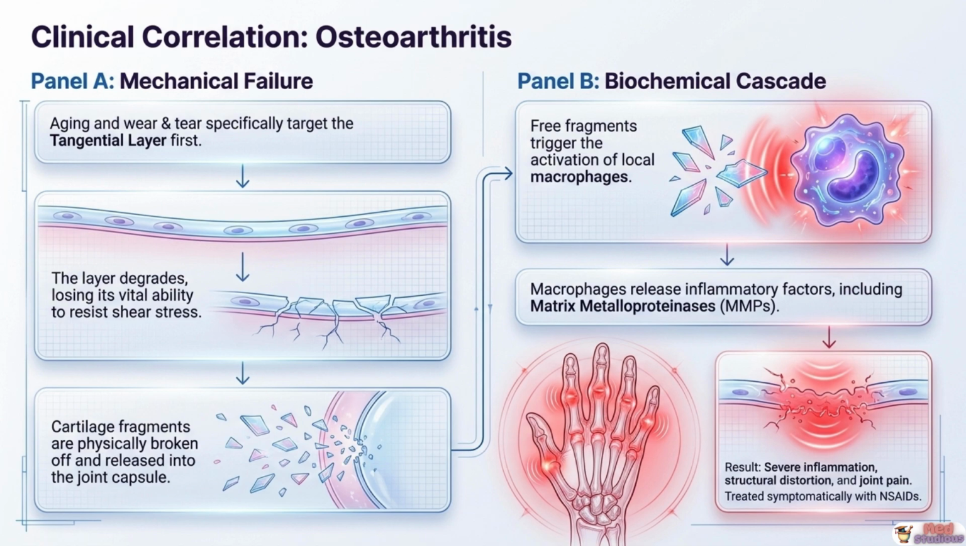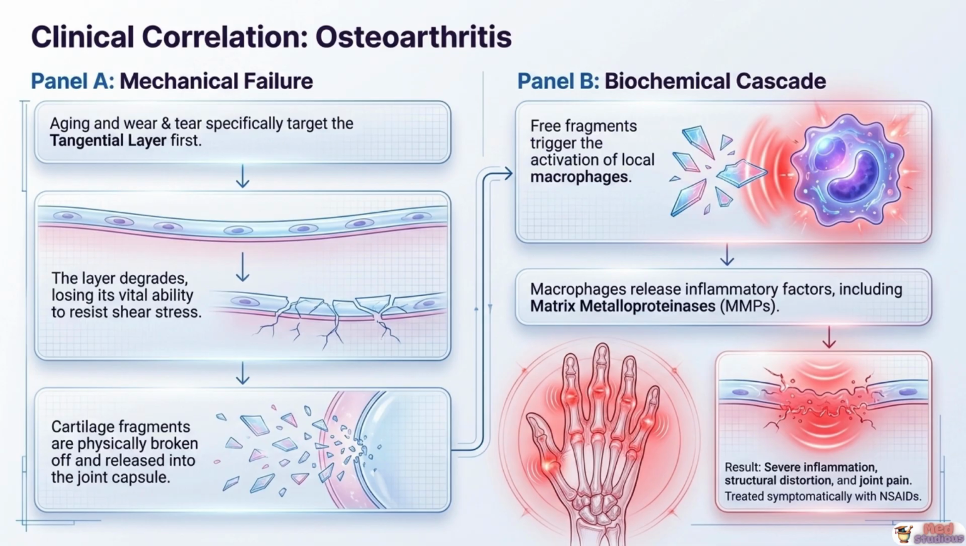The flat, elongated chondrocytes lose their ability to maintain and renew the dense parallel collagen fiber network that defines this zone. The collagen fibers develop microscopic cracks, the surface loses its smooth, low-friction quality, and eventually the tangential layer begins to physically fragment, breaking off as free cartilage fragments called wear particles that are released directly into the joint capsule.